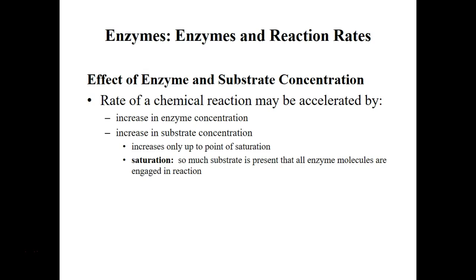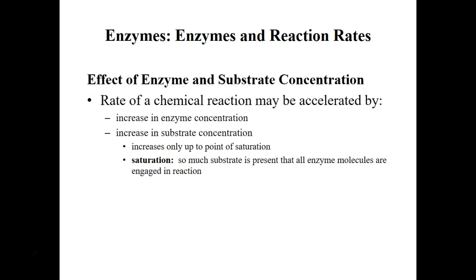Reaction rate is going to be dependent on each individual enzyme. Most enzymes can catalyze millions of reactions per minute. But if we want to increase the chemical reaction rate, we can increase the amount of enzyme, or we can increase the amount of substrate. But we can only increase the amount of substrate to the point of enzyme saturation.